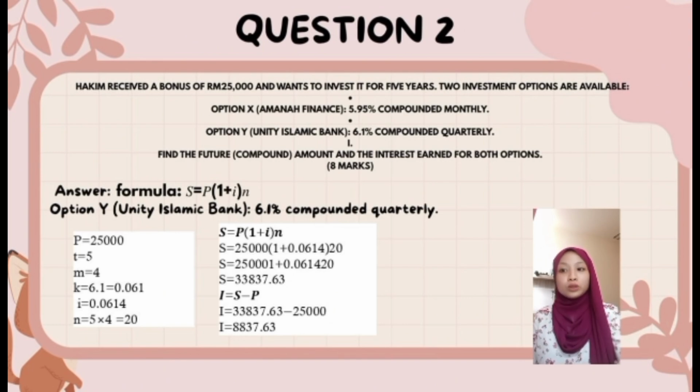So we put all the numbers into the formula and we got the answer. Future amount equal to 33,837 ringgit and 63 cents. Interest earned I equal to 33,837 ringgit and 63 cents minus 25,000 equal to 8,837 ringgit and 63 cents.